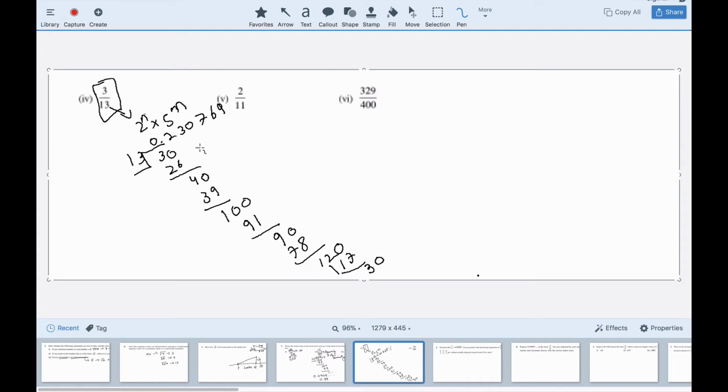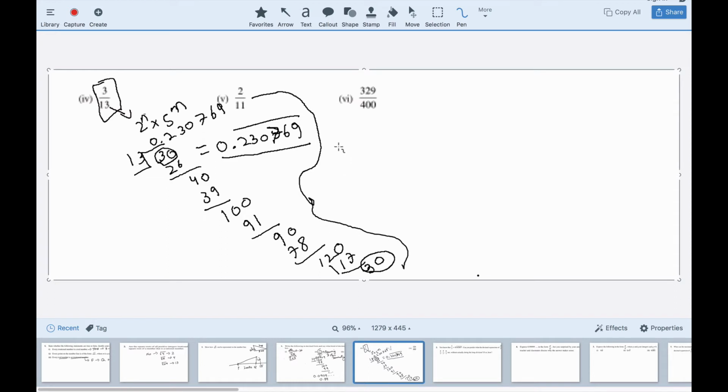So the answer to this will be 0.230769 and a bar, because it will straight away start again from 30, which was in the beginning. So this is the one which is repeating. 0.230769 is my answer. Now let us start with 2 upon 11.